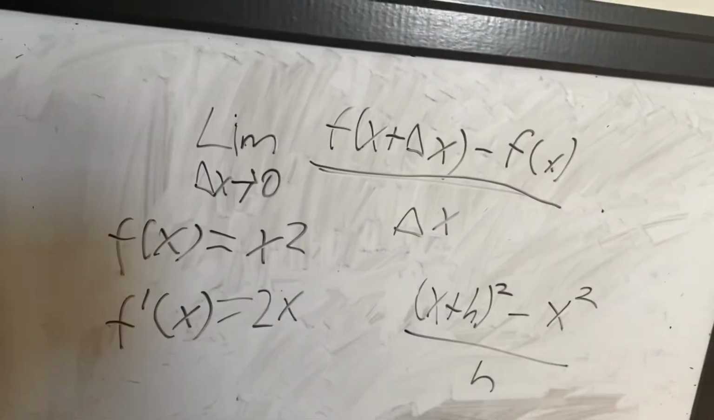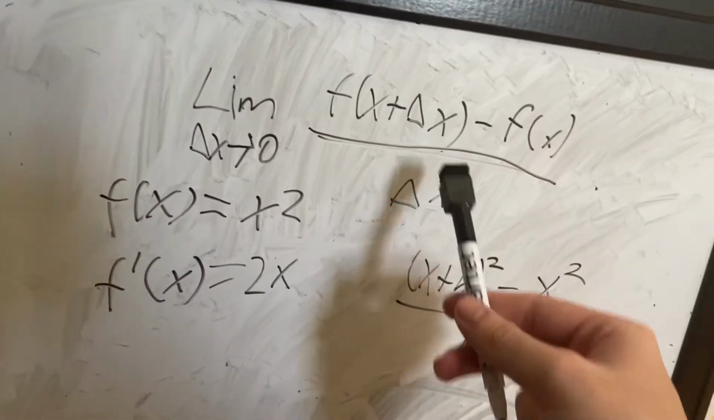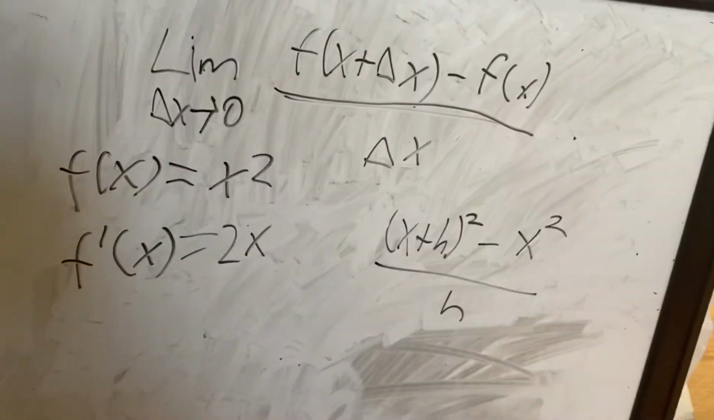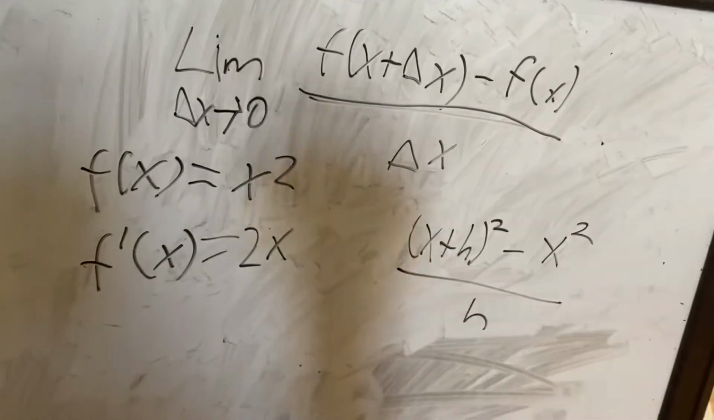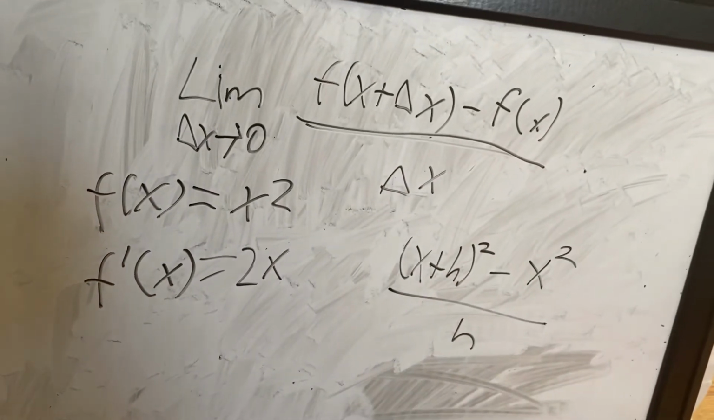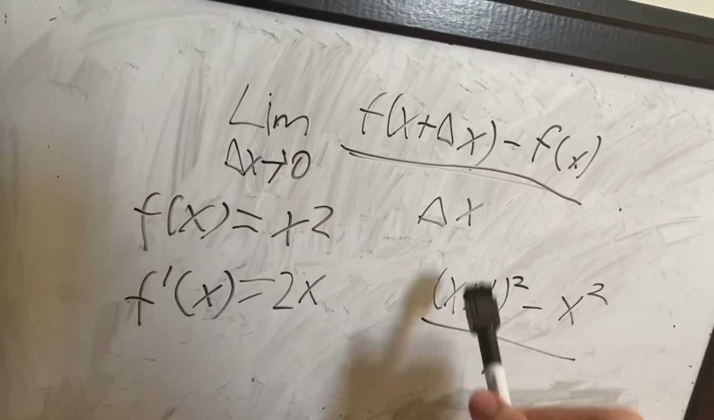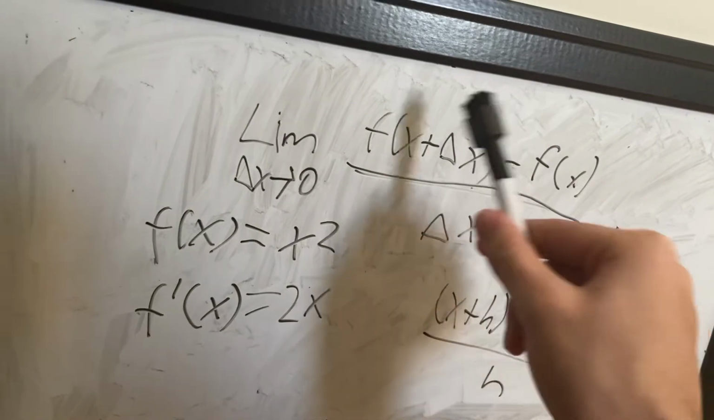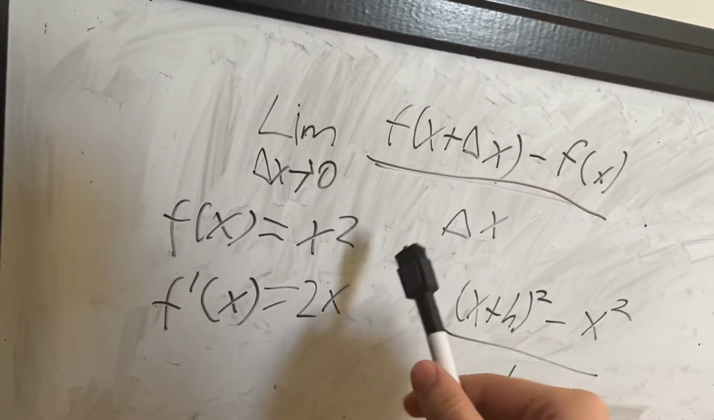So to quickly clarify, remember, delta x is the same exact thing as h. You can use both variables, and both are very common to use, and they mean the same thing: a very small change in x. So all this is saying is that you plug in x plus h wherever you see an x.